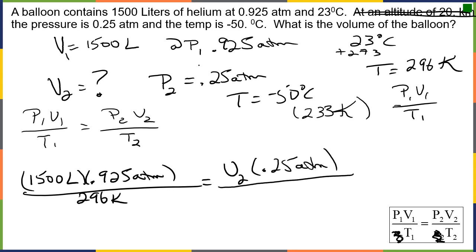Now it's cold, but not that much colder if we compare those two values. Mostly our pressure is going to go way down, so the volume is going to go way up. If we cross multiply and solve, we will get that V2 for this gas to 2 sig figs is 4,200 liters.